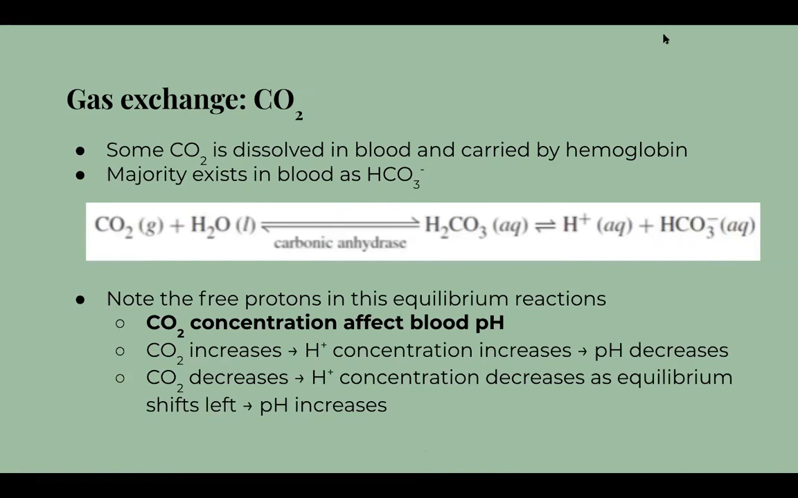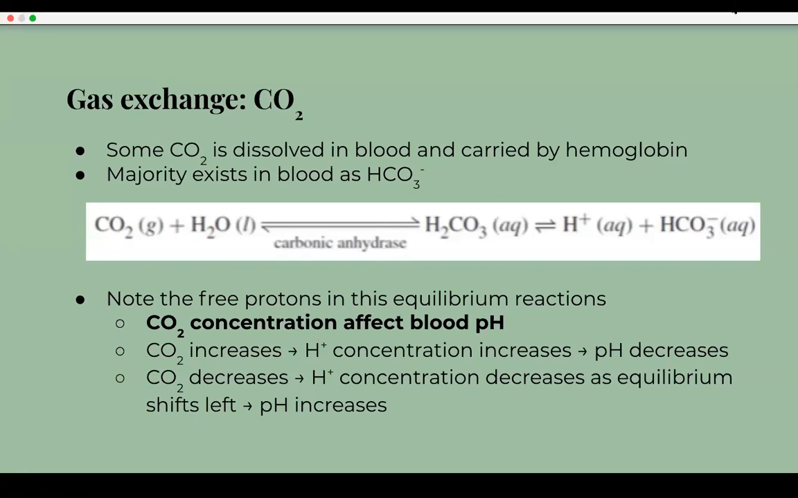So we talked about gas exchange of oxygen. Another important one is CO2, carbon dioxide. Similar to oxygen, some CO2 is dissolved in the blood, but a minimal amount. And some CO2 is also carried by hemoglobin, but hemoglobin has such a greater affinity for oxygen that this amount is also minimal. So how CO2 is actually exchanged is that it's done in the form of carbonic acid and bicarbonate. This is how the majority of carbon dioxide exists in blood.